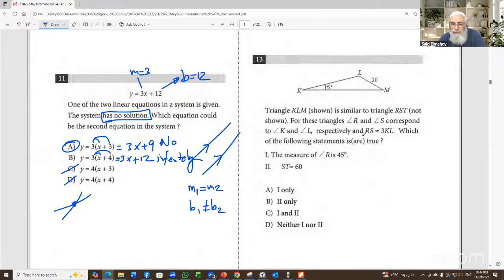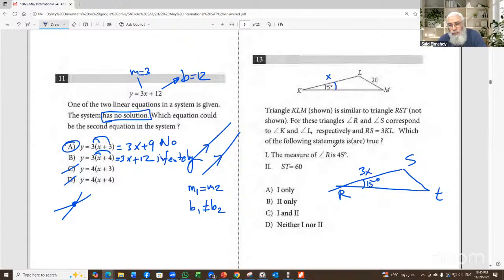Number 13, triangle KLM shown is similar to triangle RST, not shown for these triangles. Angle R and angle S correspond to angle K and angle L respectively. So if this angle is 15, this angle should be 15 degrees. And RS is equal to 3KL. So if KL is x, this is 3x.